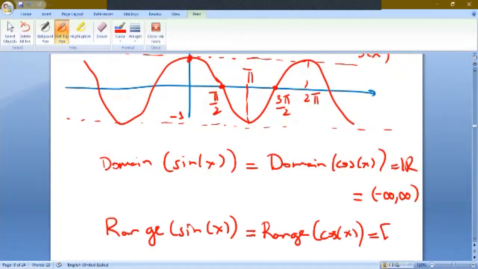So this is -1, +1. They take all the values between +1 and -1, but they don't take 2, they don't take -2, when they are just sine and cosine. So these two are very important functions now.